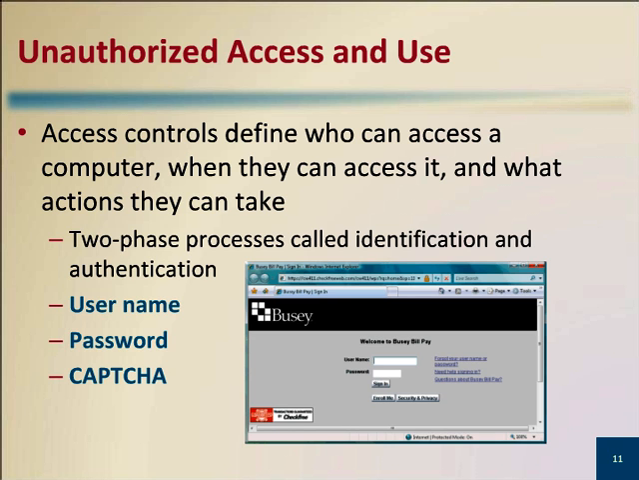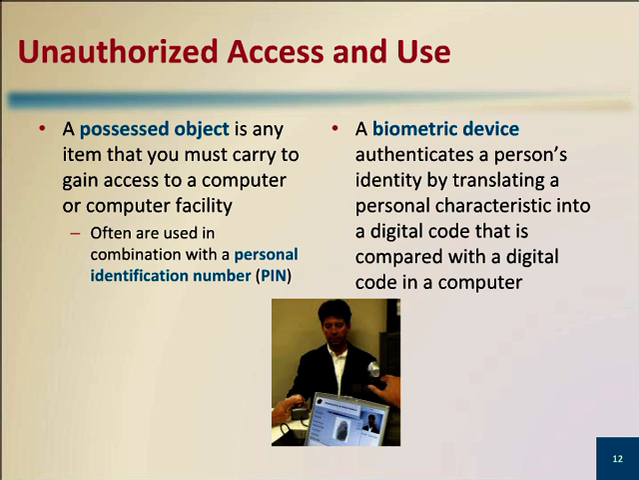Some websites use CAPTCHA, which displays a series of distorted characters and requires the user to enter the characters correctly to continue using the website. This is one way to verify that the user input is not computer generated. Other ways to control computer access is through the use of a possessed object or a biometric device.